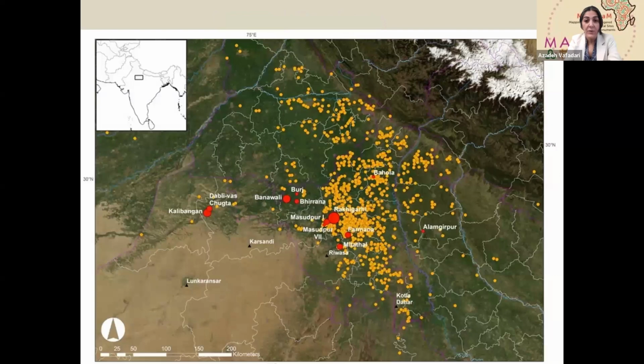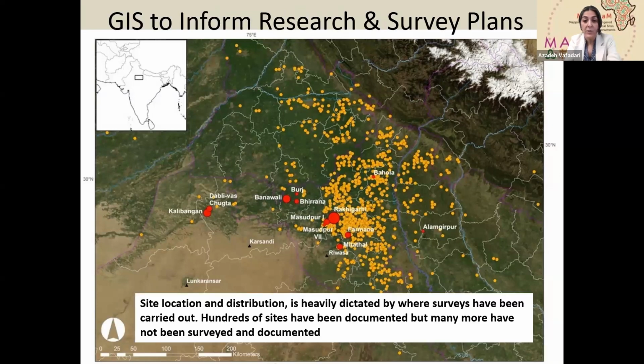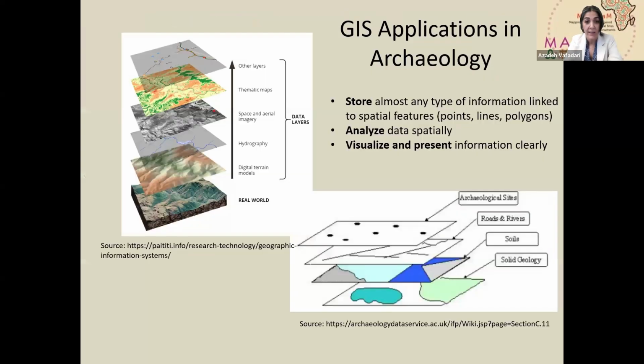Just a very simple use: when you are able to plot survey sites on a map, just by looking, you can start to think and ask questions about your data sets. For example, when you have legacy data and published survey data sets plotted, you can have a look at the areas where they haven't been surveyed and ask whether there are no sites there, or whether the absence of sites is because those areas haven't been surveyed.